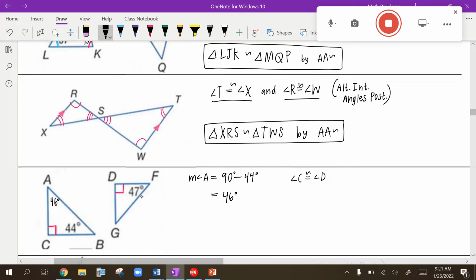So I know B and F are definitely not the same because one is 44 and one is 47. But this is a case where I'd want to find the missing angle to see if that angle pairs up with angle F. When I find angle A, I know that the acute angles of a right triangle have to be complementary, so I'll do 90 minus 44. I get 46 degrees for angle A. Angle A and angle F are not the same. Since I only have one pair of congruent angles, these triangles are not similar.